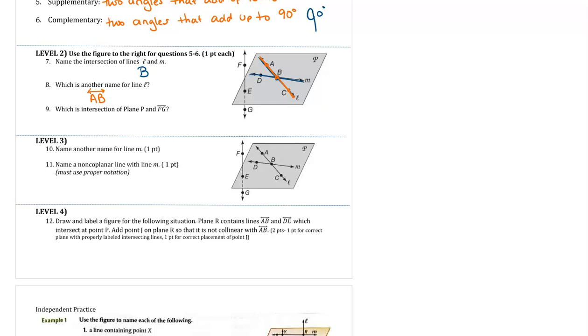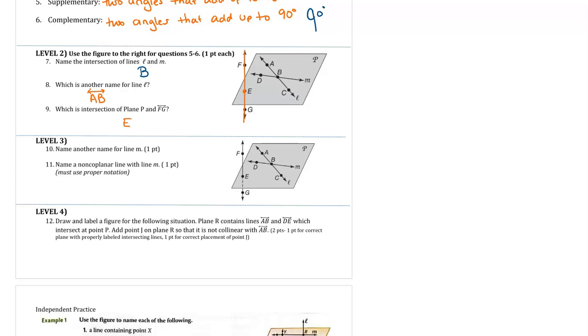What is the intersection of plane P? So that's the whole gray shaded area here. And line FG. So here's line FG. It's actually cutting through the plane. So think about your flat desk and a pencil going through it. So where do they intersect? Right here at point E. They are sharing point E.